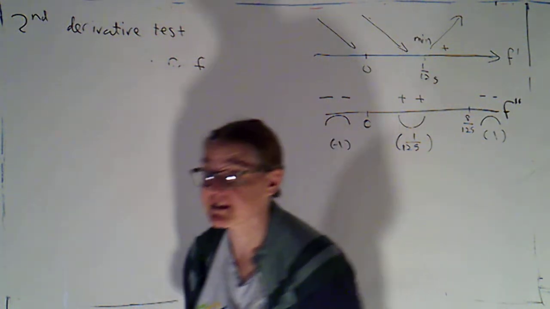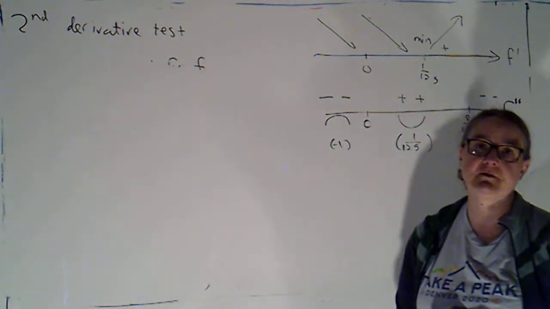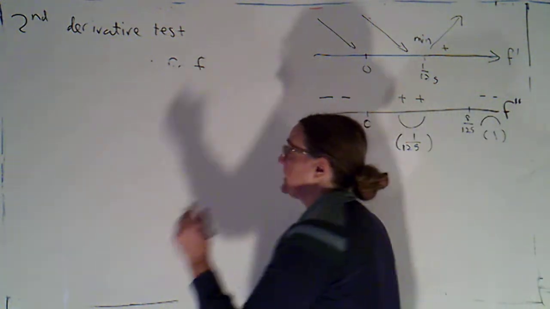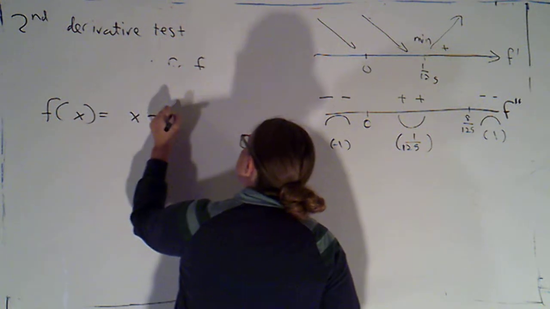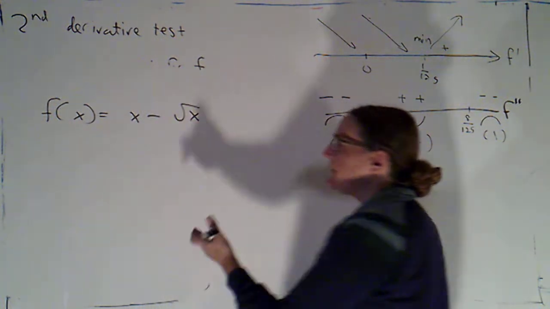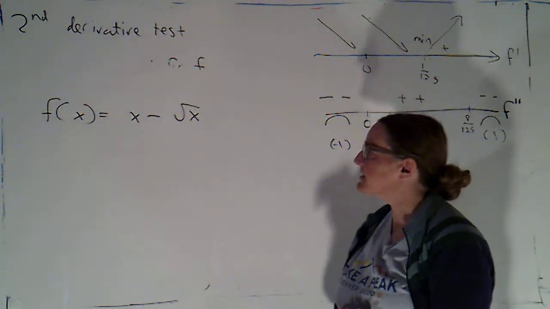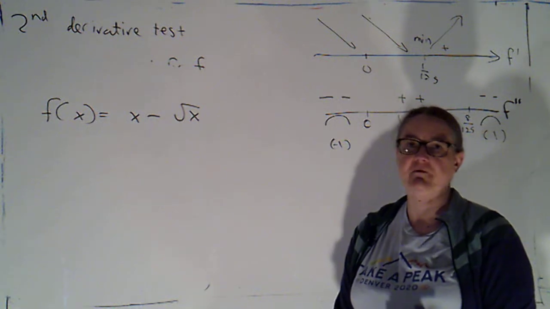But I could specify. I could say, find the location and value of the relative max and min using the second derivative test. So let's suppose we've got f equal to x minus the square root of x. And that's what I want to do. I want to find the location and value of the relative max and min if they exist, but I want to classify it using the second derivative test if possible.